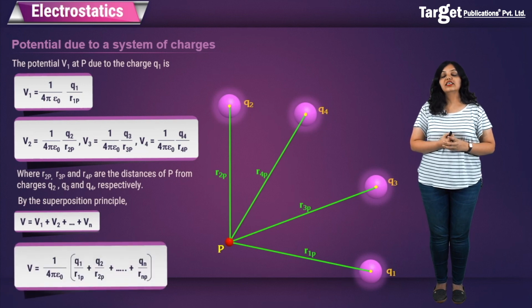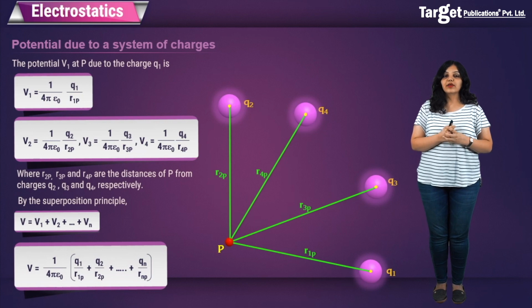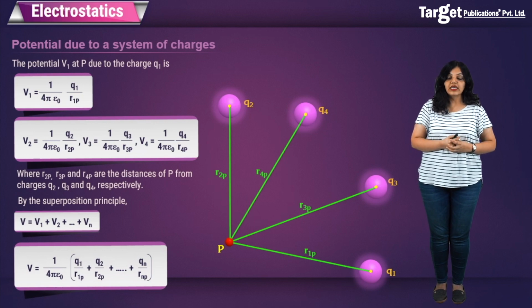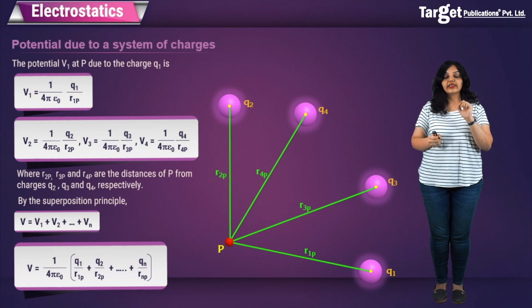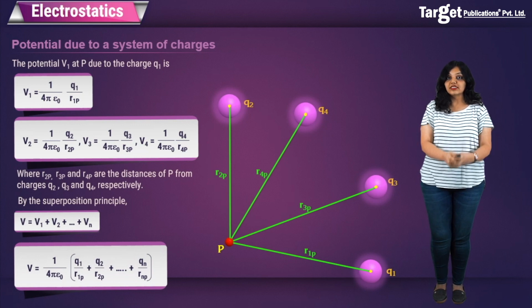So I get that V is equal to 1 upon 4 pi epsilon naught, Q1 upon R1P plus Q2 upon R2P and so on and so forth. In general, it will be Qn upon RnP. So this is how we find the potential due to a system of charges.